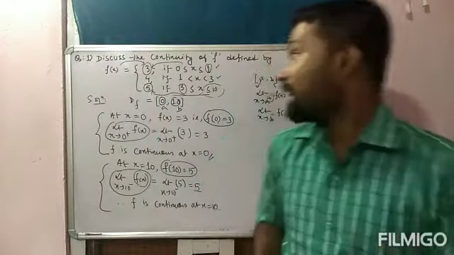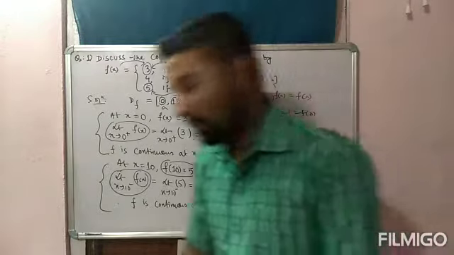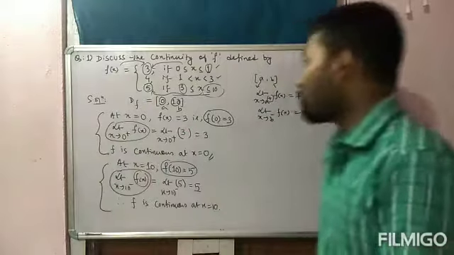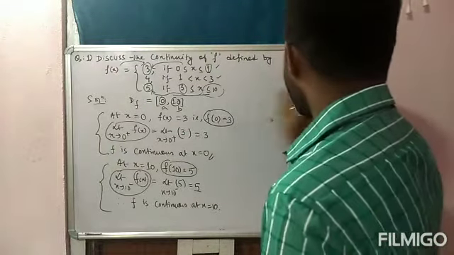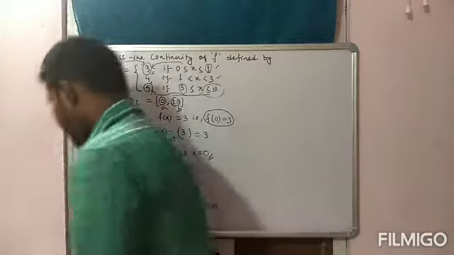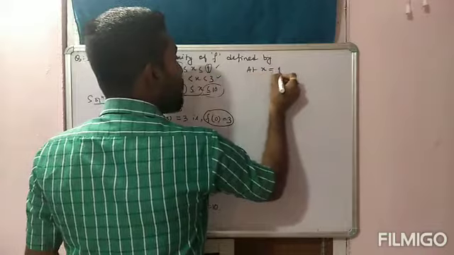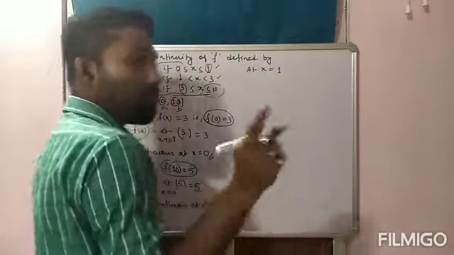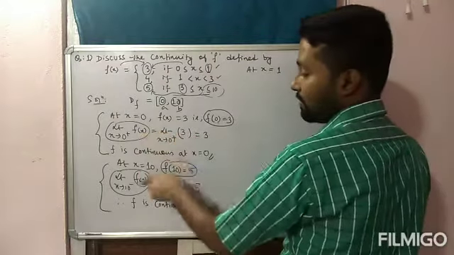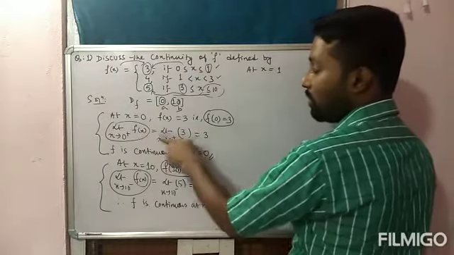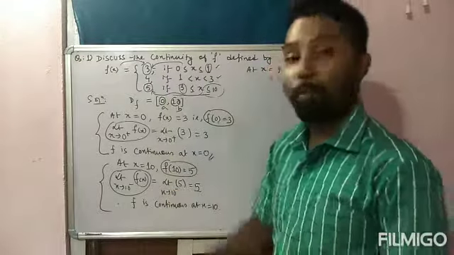Now I will check at x equal to 1 and at x equal to 3, because these are the 2 points according to this question which are lying between 0 and 10. Okay. So now at x is equal to 1. Now at x equal to 1 don't use this concept. Okay, for x equal to 1 don't use this concept. These concepts are applicable only for the two endpoints.